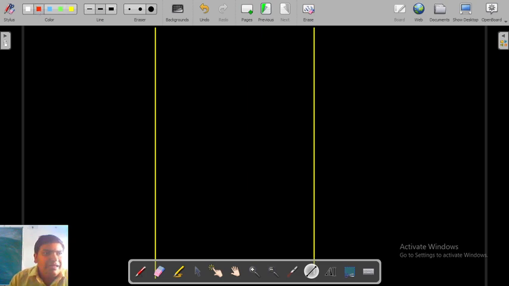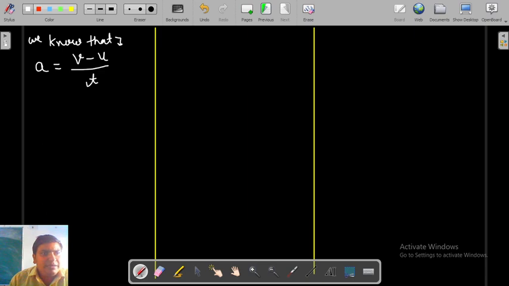Okay, so what we have, we know that acceleration a is change in velocity with respect to time. Change in velocity with respect to time, that is final minus initial upon time. So we can get that at equals to v minus u, then simply we get v equals to u plus at. This is our first equation.